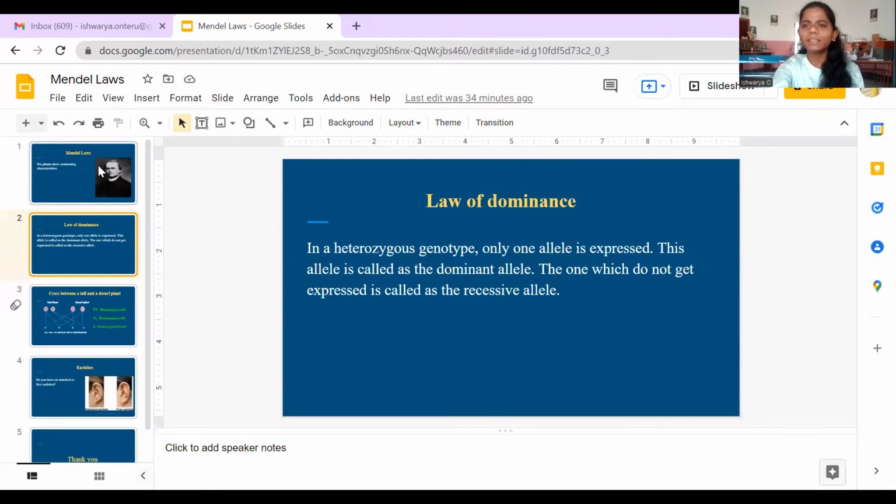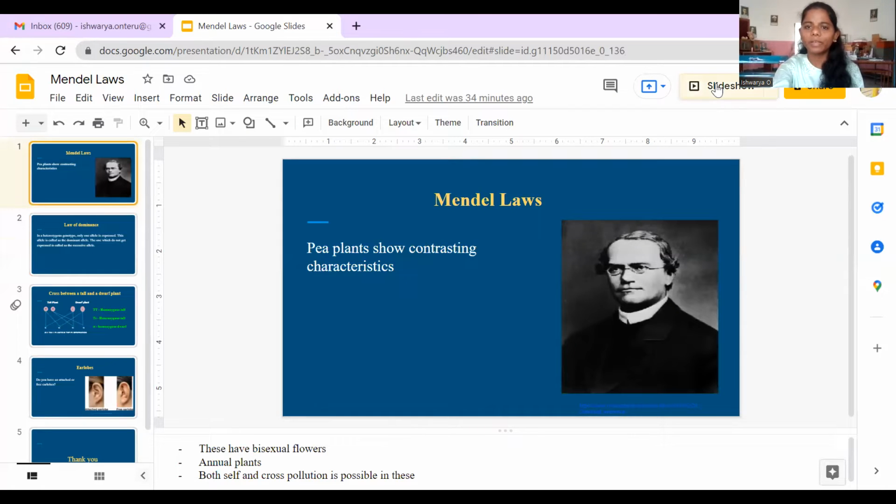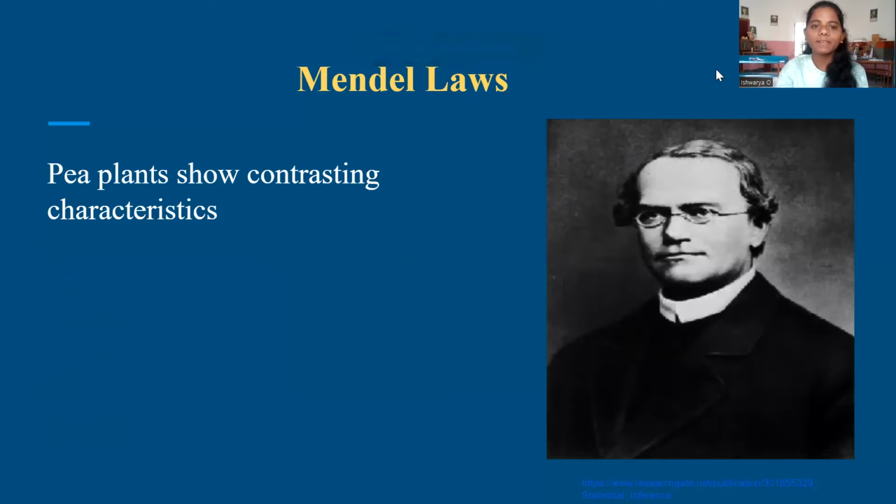Okay, so without much delay, let us understand one of his laws, called the law of dominance. In the next videos, we'll understand other laws of Mendel. In this video, we are focusing specifically on the law of dominance. As I've said, pea plants show contrasting characteristics, with bisexual flowers, annual plants, and so on. These are the reasons he chose pea plants for his many experiments.